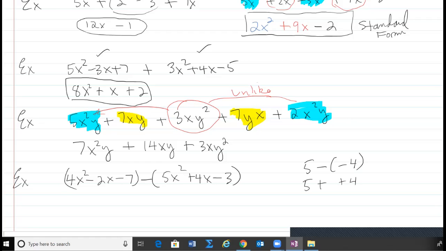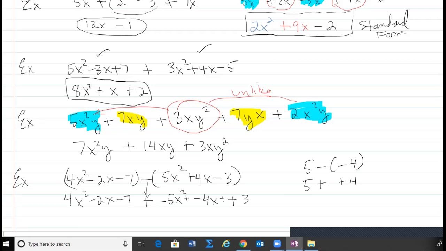We're going to do that here with the polynomial too. We're going to say this will be 4x squared minus 2x minus a 7. I'm going to change that to plus, but I'm going to change all these to the opposite signs, each one. So this is a negative 5x squared and a minus 4x and a plus 3. Okay, so I'm adding.